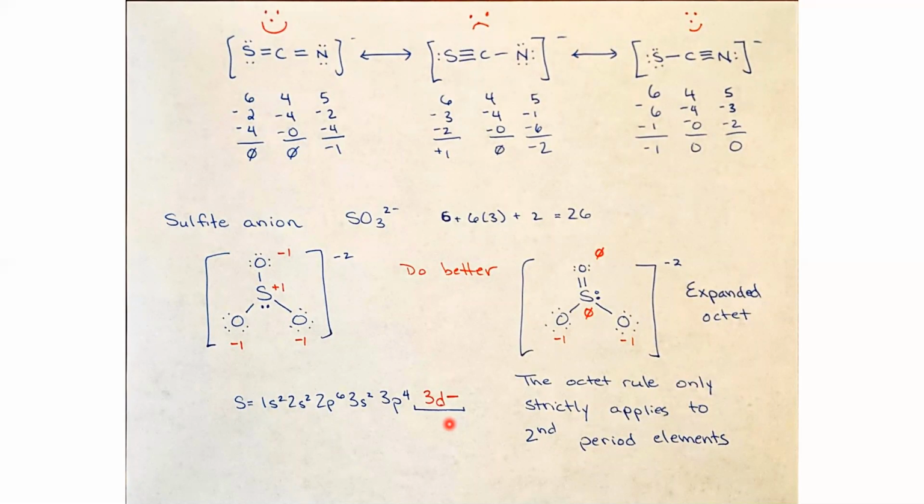So if you're looking at the periodic table here, and you've got the third period going across, this is where n equals 3. Here it's where n equals 4, n equals 5, and so on. In any place where n is larger than 2, you can go above the octet rule into what's called an expanded octet. So the octet rule really only applies to second period elements.